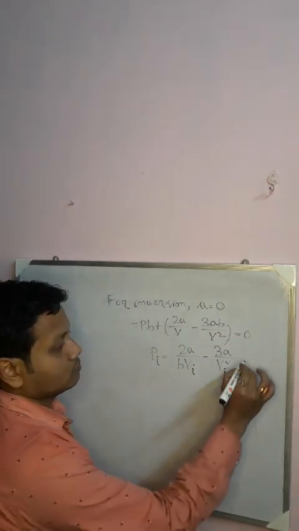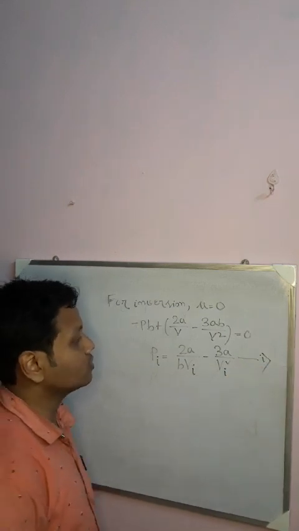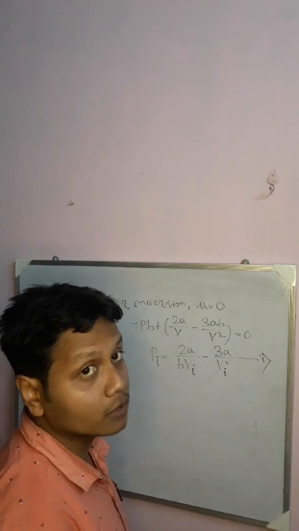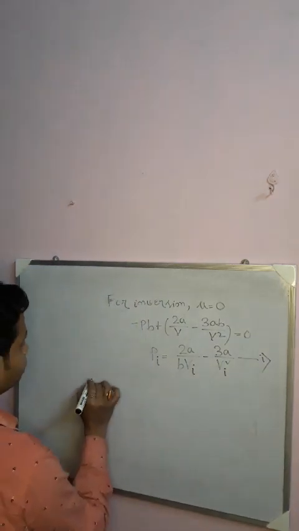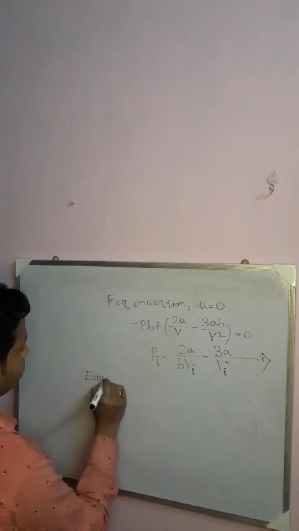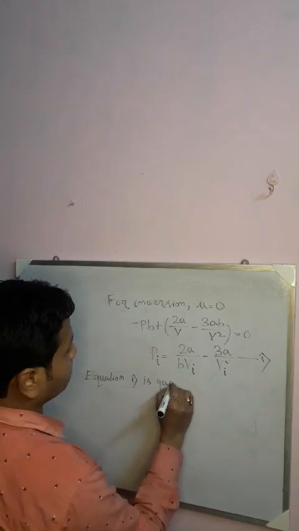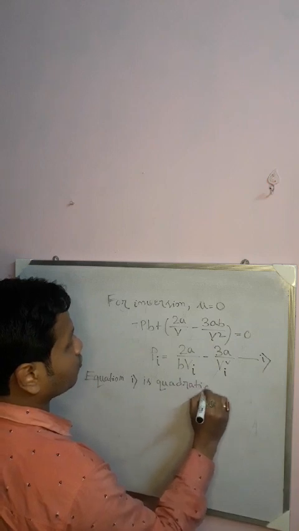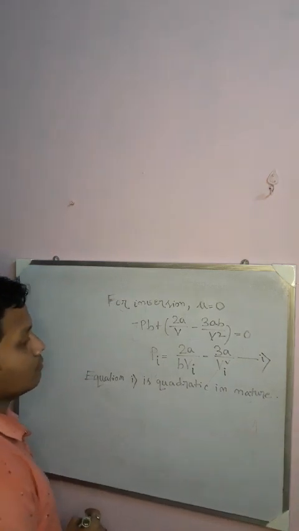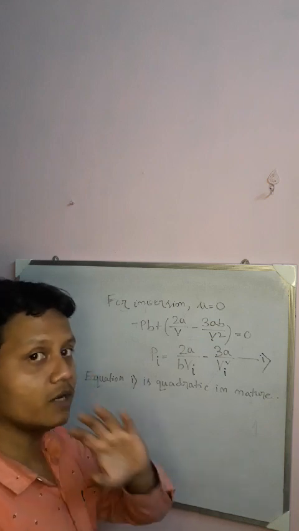Now a close look at this equation: if you look closely, this is a quadratic equation, a second order equation. Equation 1 is quadratic in nature, so obviously for each P there are two values of V, and these two values of V determine two inversion temperatures.